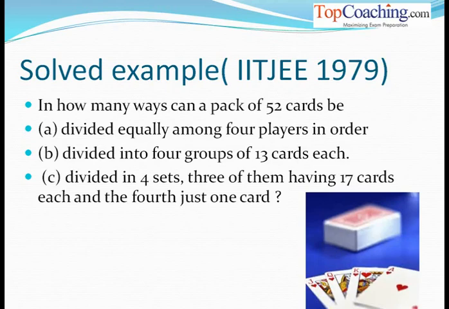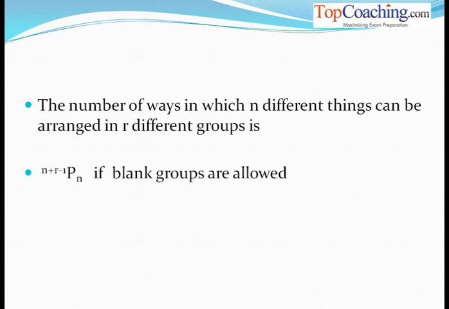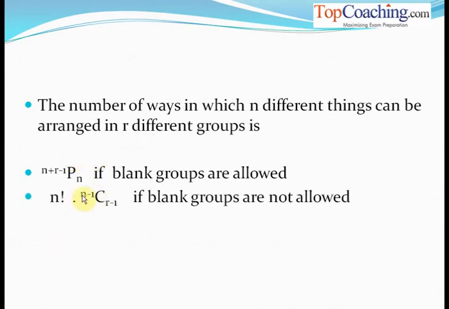Now let's find out the number of ways in which n different things can be arranged in r different groups. Here all the n things are different and they have to be arranged in r different groups, but it is not given which group contains how many objects. So it is done in (n+r-1)Pn if blank groups are allowed, and n! × (n-1)C(r-1) if blank groups are not allowed. That is, the groups cannot have 0 objects or 0 elements.